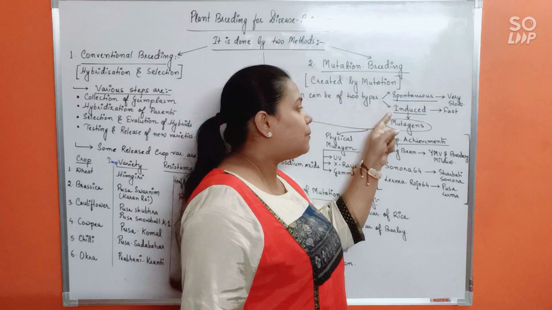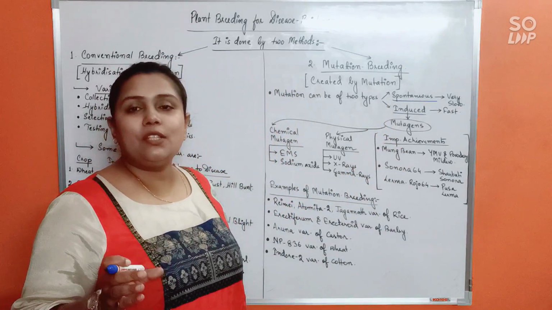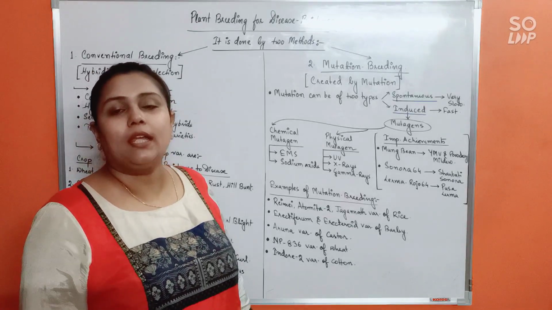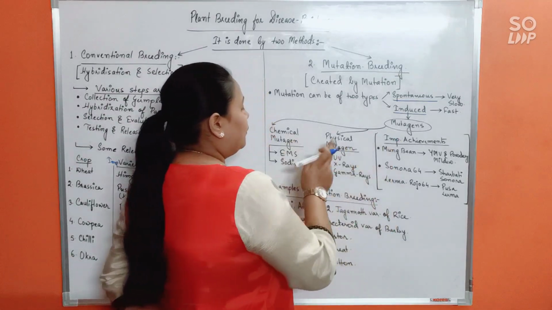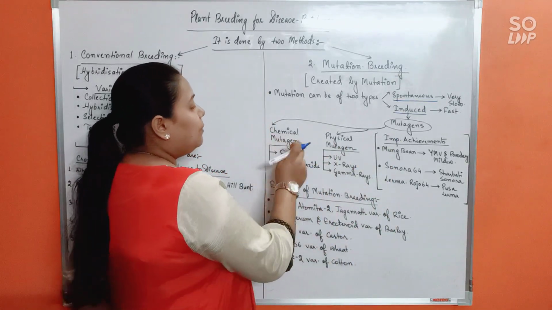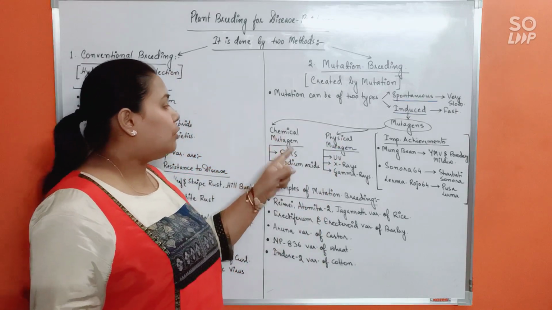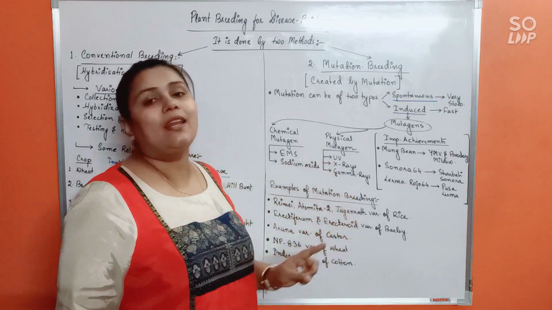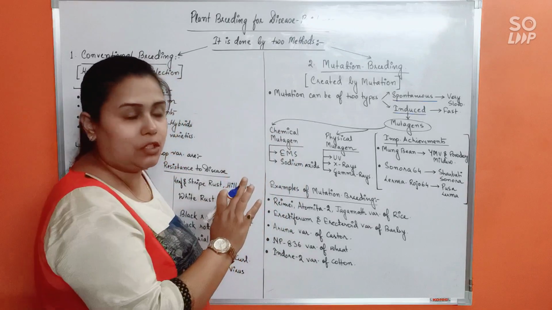We induce these mutations with the help of mutagens. Mutagens are substances by the help of which you can induce mutation in an organism. The mutagens can be of two types, chemical mutagen and physical mutagen. Chemical mutagens are nothing else but chemicals, but physical mutagens are radiations. Of course, more harmful are chemical mutagens.